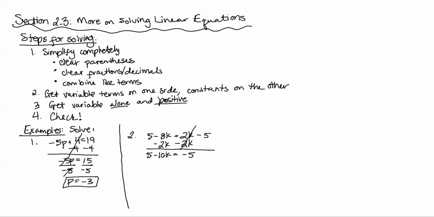Variable terms are on the left, so we'll move the constants to the right. We have a plus 5 here, so to get rid of this, we need to subtract 5 from both sides. We're left with negative 10k equals negative 5 minus 5, which is negative 10. They're not opposite, so they don't cancel. Now we want to get rid of this negative 10. They're joined by multiplication, so let's divide by negative 10. These cancel, and we're left with k equals positive 1.